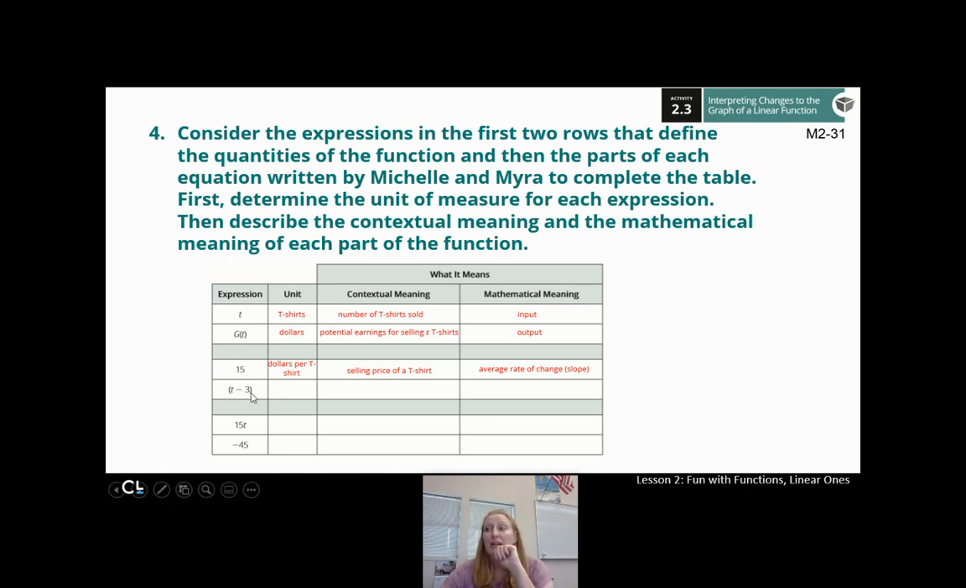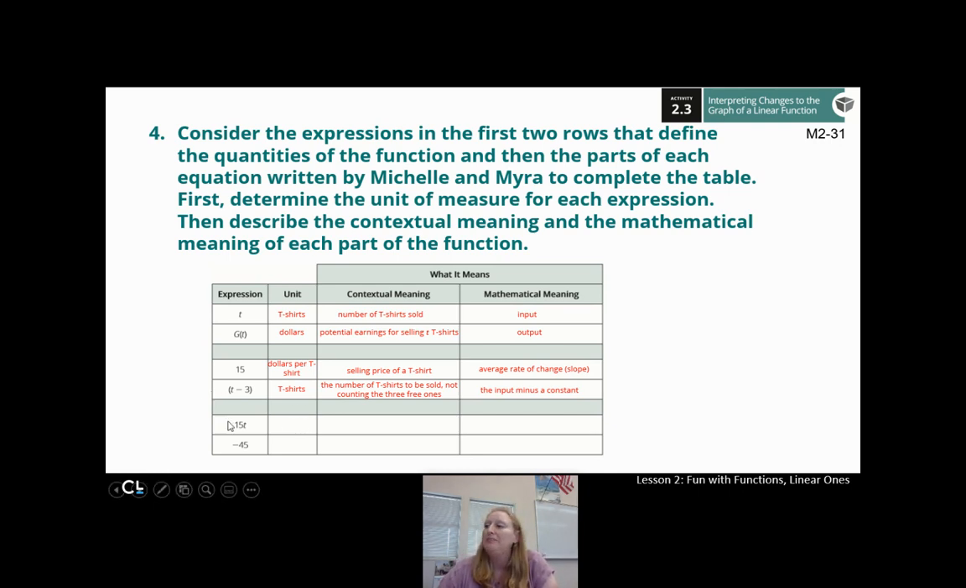Talking about this t minus 3, that gets a little sneakier, but it's not that bad. I mean, we know it's in t-shirts. We know that's the units. T is t-shirts. But why the minus 3? Well, because it's the number of t-shirts to be sold without counting the 3 freebies. We've got those 3 freebie shirts thrown in there. So that's why the minus 3 is in there. And of course, this is the input minus a constant. So we know that t is our input, that t-shirts are our input. We're just throwing a constant onto that thing because we're giving away a couple of shirts.